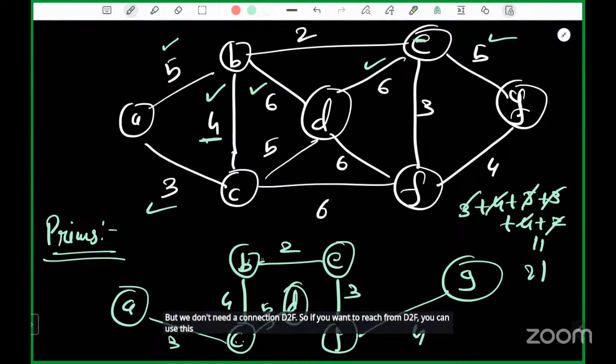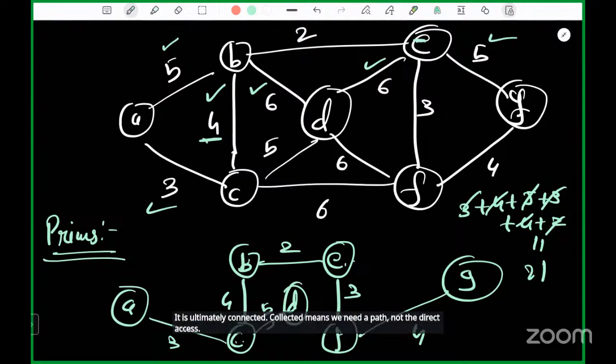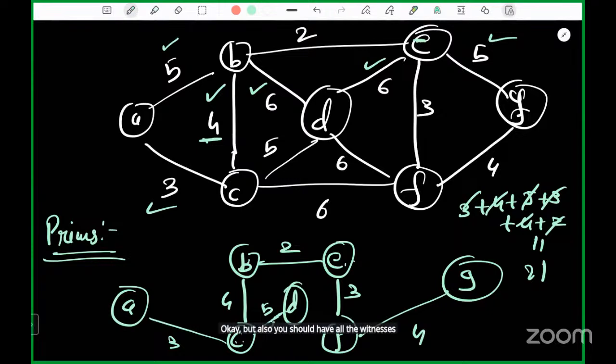Go to C, go to B, go to E, then E to F. Right? So it is ultimately connected. Connected means we need a path, not the direct edges. Okay, but it should also have all the vertices. Right. Okay. Got it. So this is Prim's algorithm.